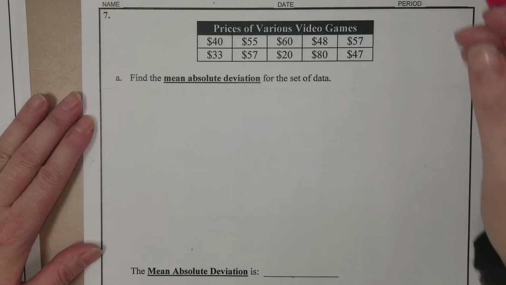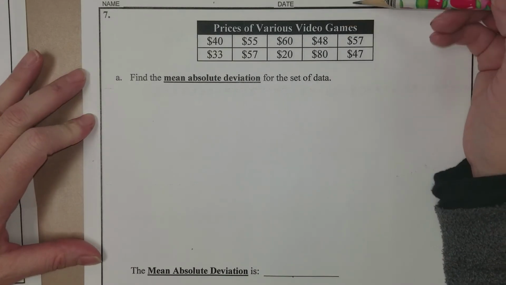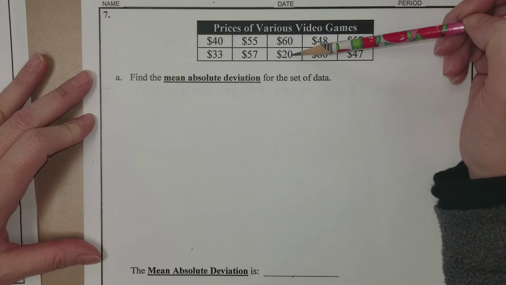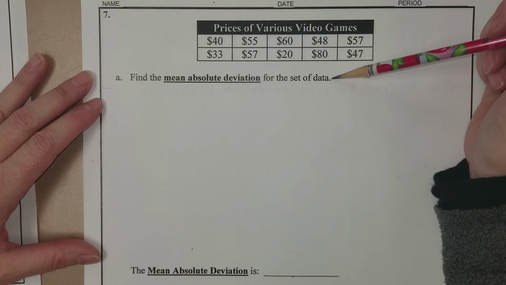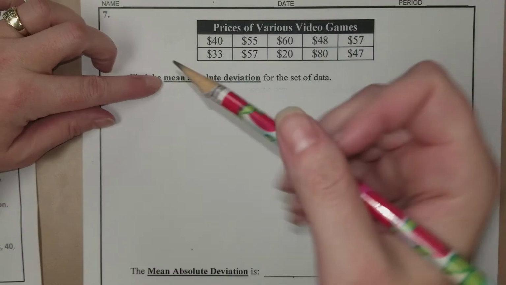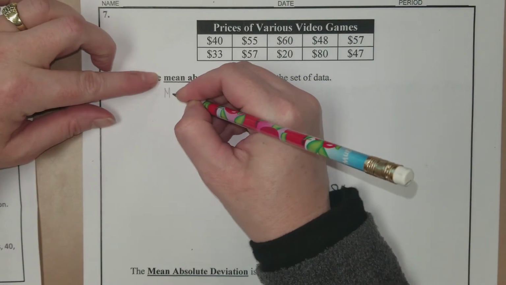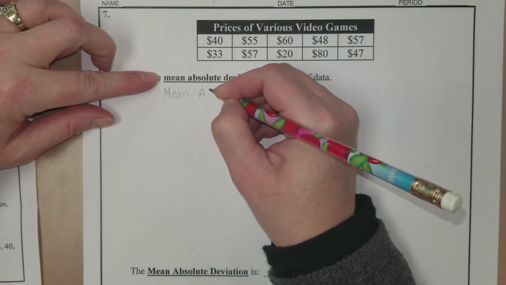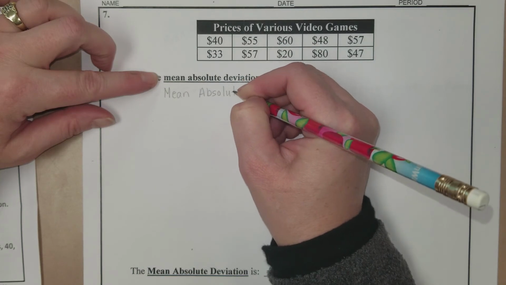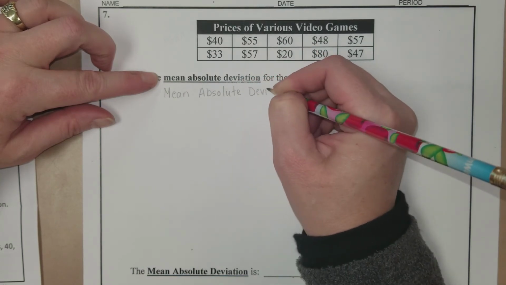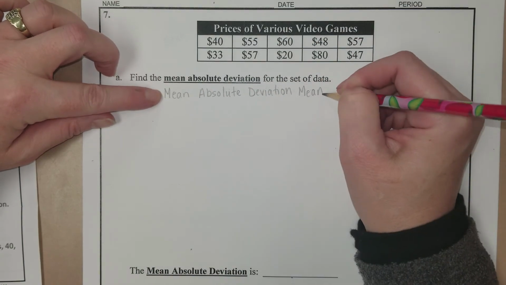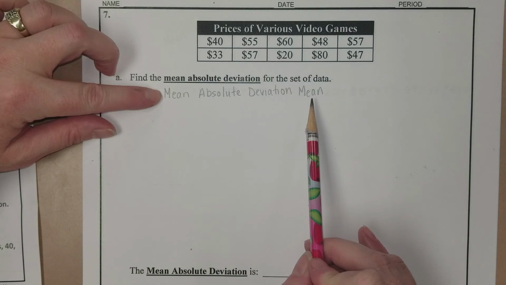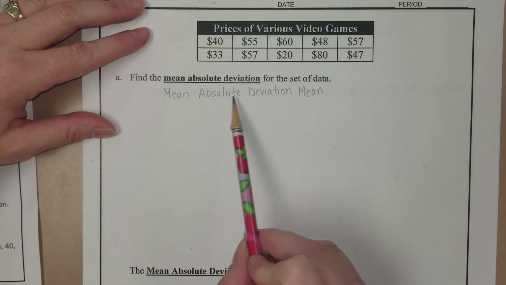Question 7. We have a list of various prices for video games. They range from $20 all the way up to $80. Our question asks us to find the mean absolute deviation. When working with students, we tell them to write mean absolute deviation, and then write mean one more time. When you do this, all of your directions are included in the name.